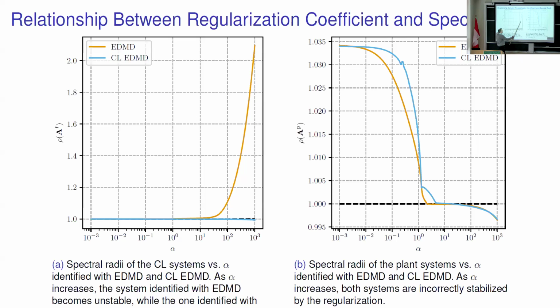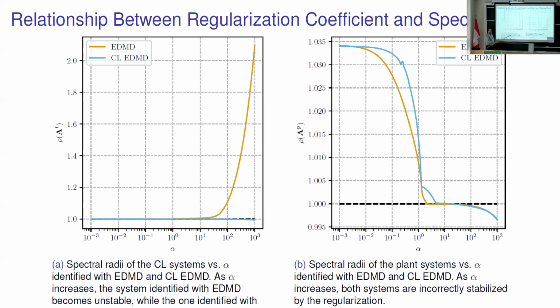Unfortunately, if you look at EDMD, which is to say, I just pretended I didn't have something in closed loop, so I basically put the blinders on. I said, yeah, I'm just going to collect some data here, run EDMD, and then wrap a controller around it. If we have too big a regularizer, we actually get an unstable closed loop. So that's not good, okay?